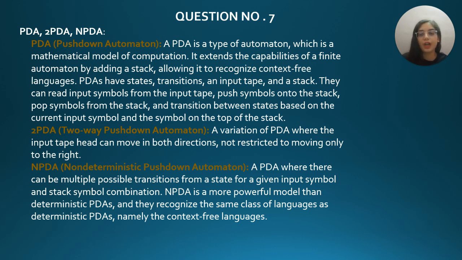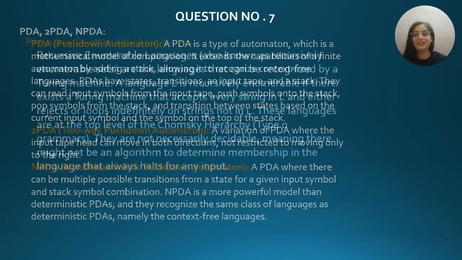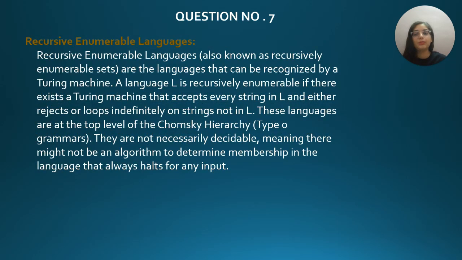Next is 2PDA, a variation of PDA where the input tape head is restricted to moving only to the right. NPDA is non-deterministic pushdown automata, a PDA where there can be multiple possible transitions from a state for a given input symbol and stack symbol combination. NPDA is a more powerful model than deterministic PDA, and they recognize the same class of languages as deterministic PDA, namely the context-free languages.